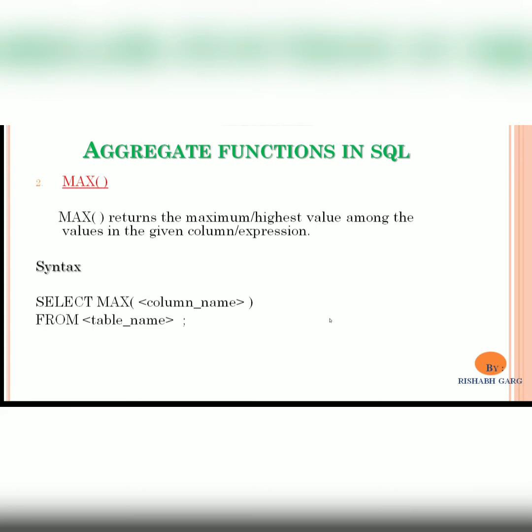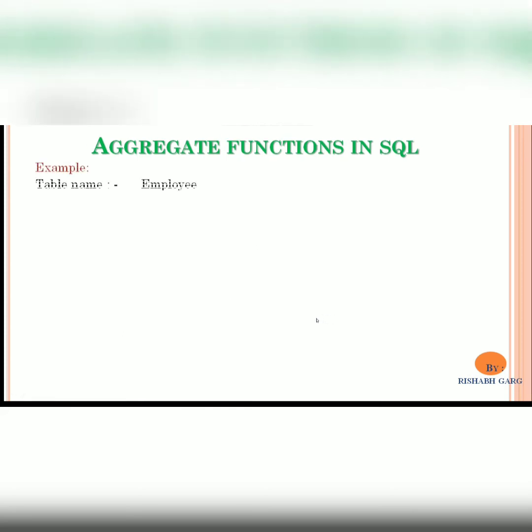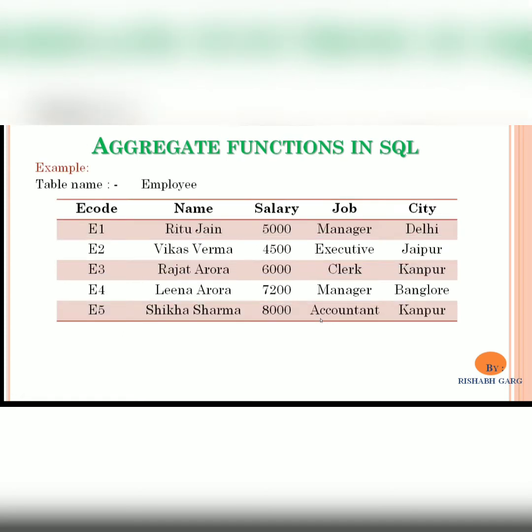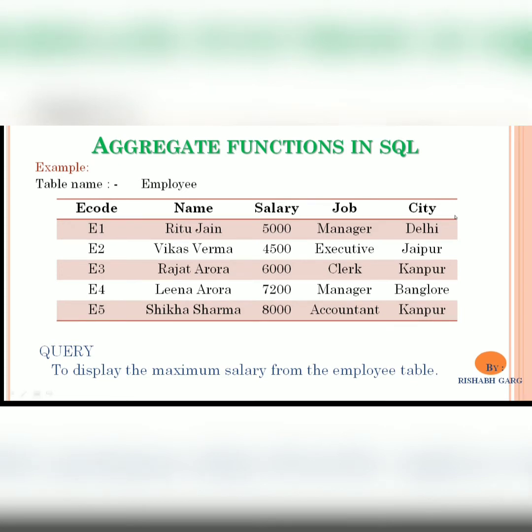Let's see an example to make it more clear. Suppose we have a table name employee along with 5 fields and 5 records, and we want to perform a query that will display the maximum salary from the employee table. For this, we will execute the following command.